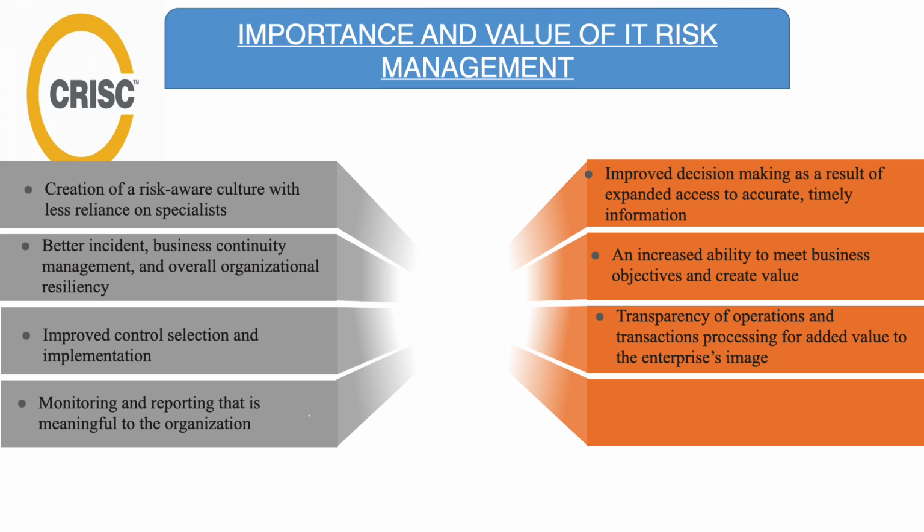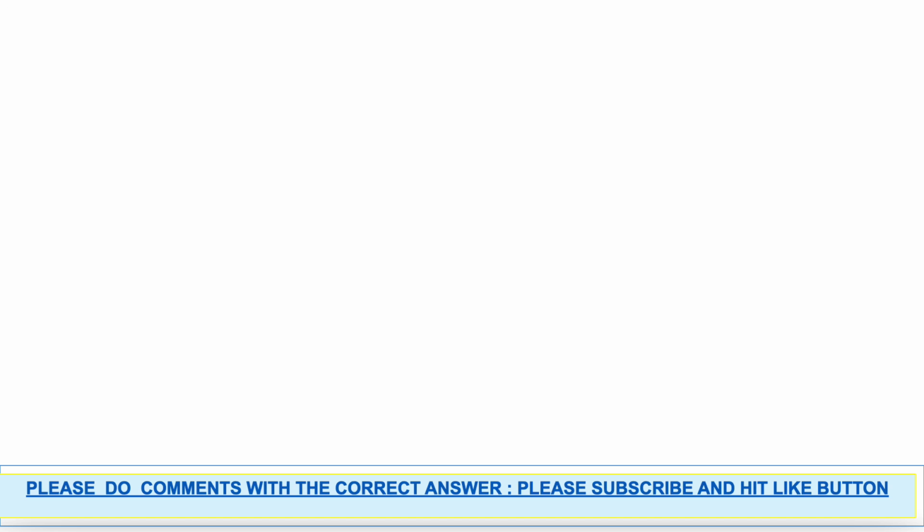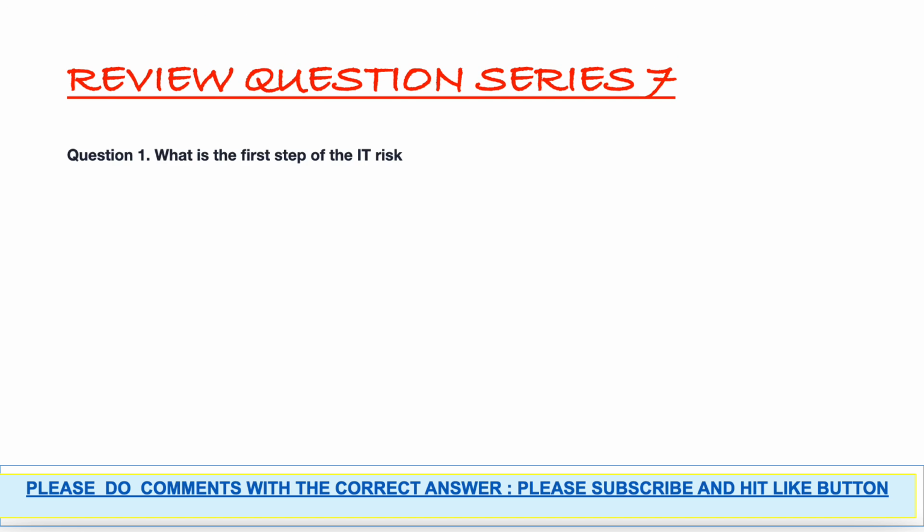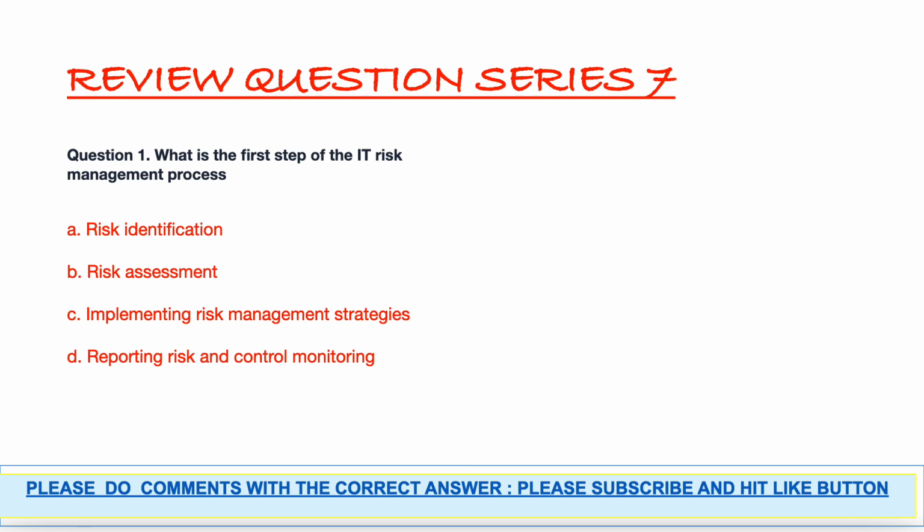Friends, as we have discussed a chunk of topics, let's move further ahead and clear ourselves with the question answer series. Review question series 7. First, what is the first step of the IT risk management process? Risk identification, risk assessment, implementing the risk management strategies, reporting risk and control monitoring.